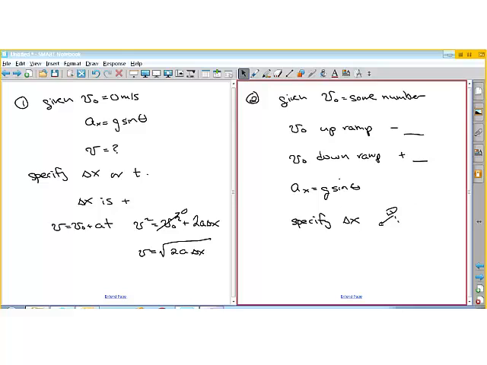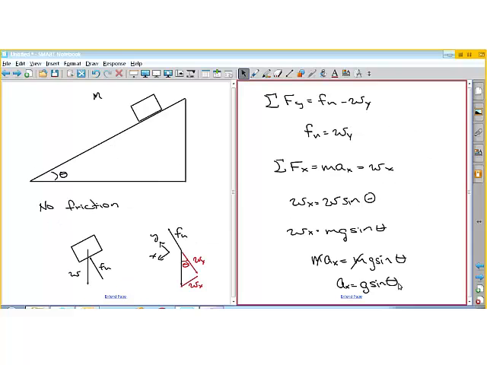Anyway, you can see that for this case of a ramp with no friction, it's pretty simple. A sub x is g sine theta. We did that in the lab. We measured the acceleration, and we found out it was equal to 9.8 times the sine of the angle of the ramp.